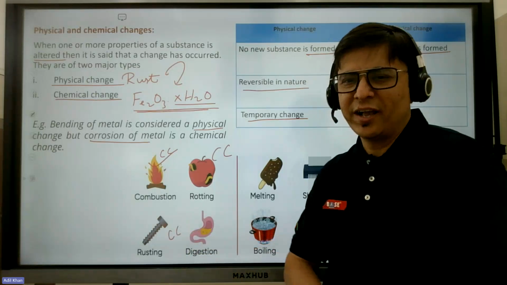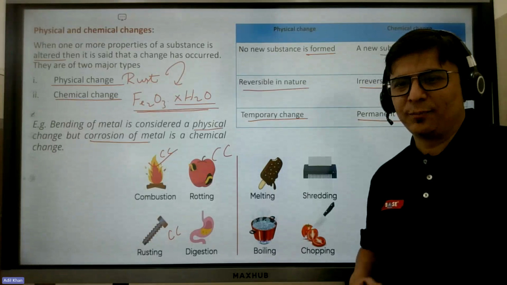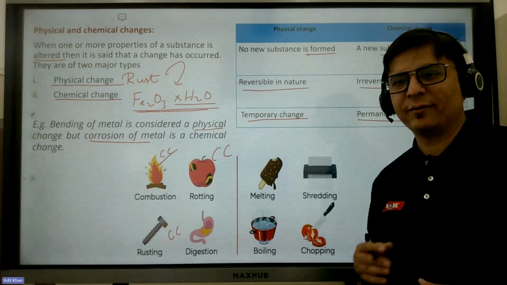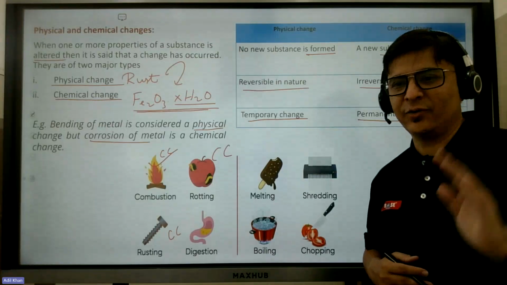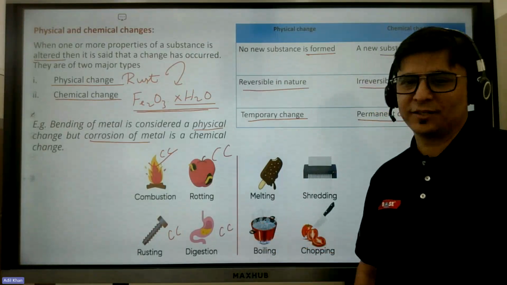Suppose you eat today 2 medium-sized pizzas. Your pizza is somewhere here located in your tummy. After one day, do you think the pizza will be there? You can't say, hi pizza, how are you? No, it will not be there. It will be digested. So this is also a type of chemical change.